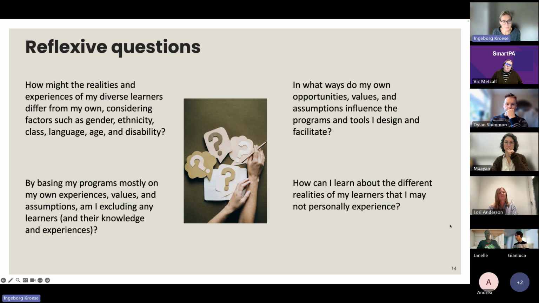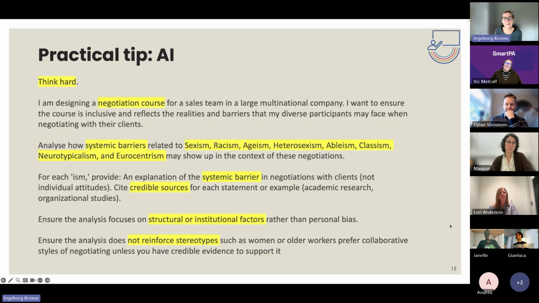But we have some help these days, and that's called AI. So what I did was I thought, okay, fine, let's see if AI can be a help in terms of understanding what some of these structural barriers are. So I designed this prompt. And I always do think hard, because in these difficult topics, that's what my AI system needs.